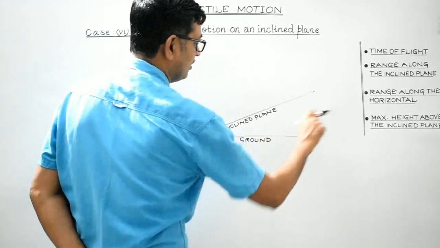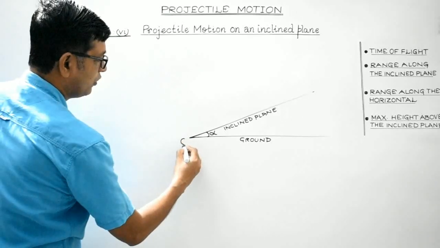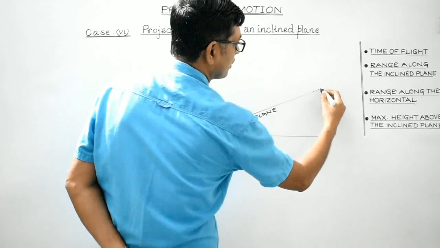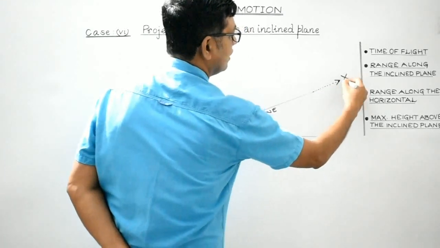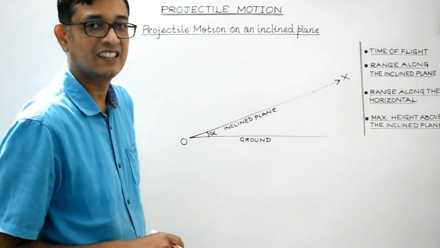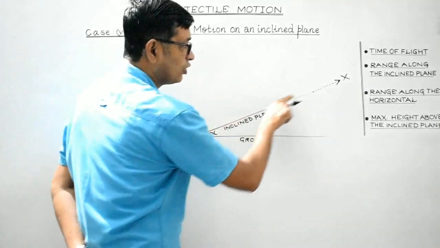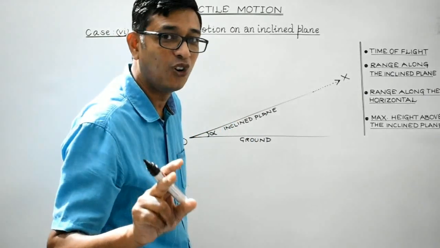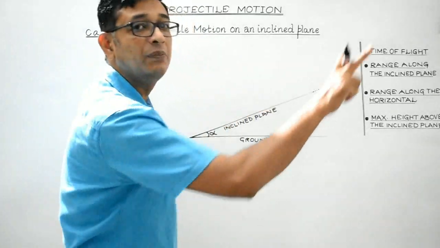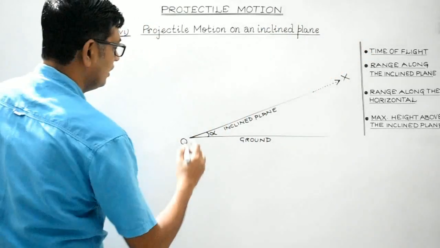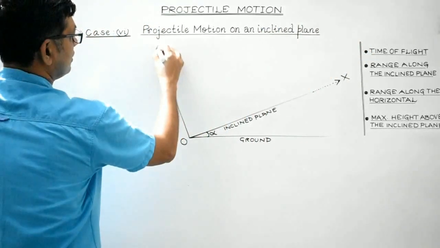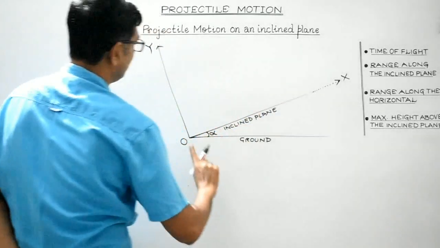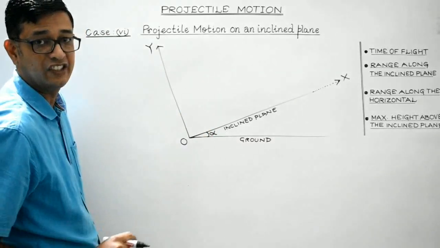This is the horizontal. Now suppose this is point O. Let's consider the direction along the inclined plane to be the x direction. Let us consider this to be the x-axis. OX is the x-axis along the inclined plane. Obviously it is not horizontal. Horizontal is along this. So OX here does not represent the horizontal direction. It represents the direction along the inclined plane, right? So this would be the y-axis. This is the x-axis and this is the y-axis. Obviously the angle between them is 90 degrees.